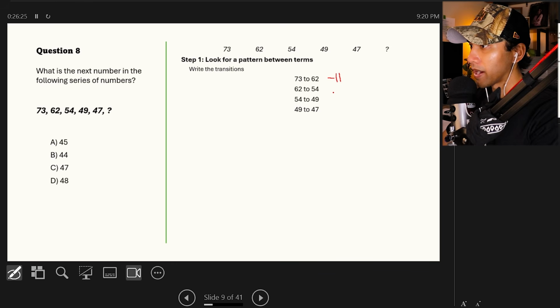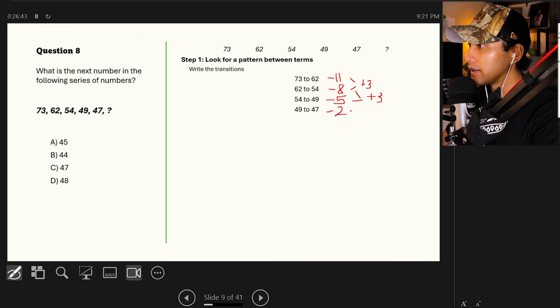73 to 62 is minus 11. 62 to 54 is minus 8. 54 to 49 is minus 5. And 49 to 47 is minus 2. What's happening in between here? They're going up by positive 3, right?